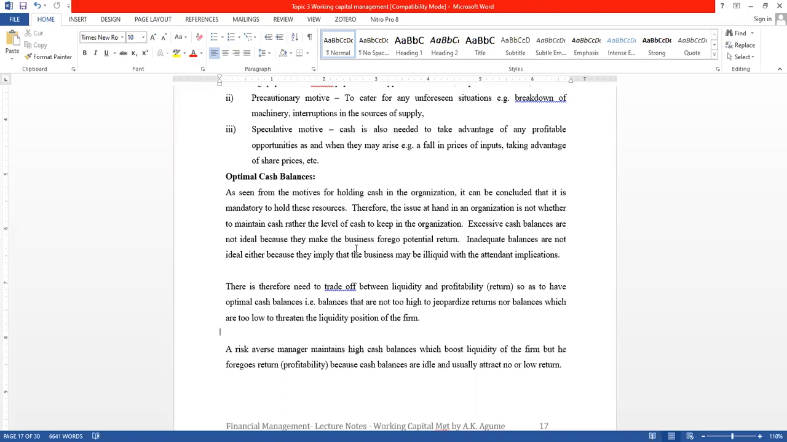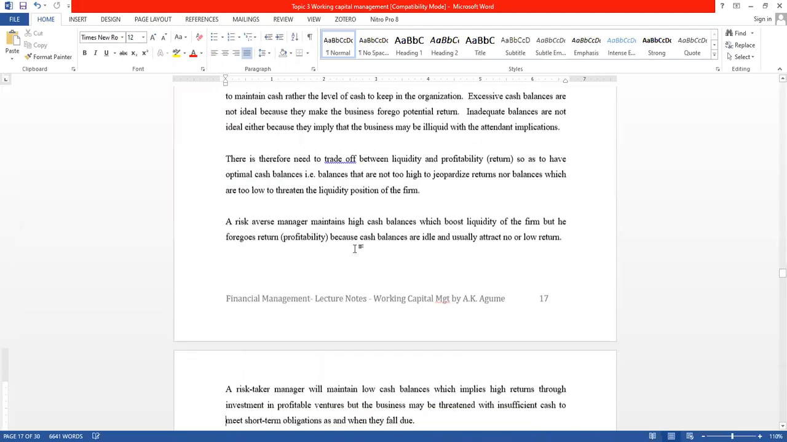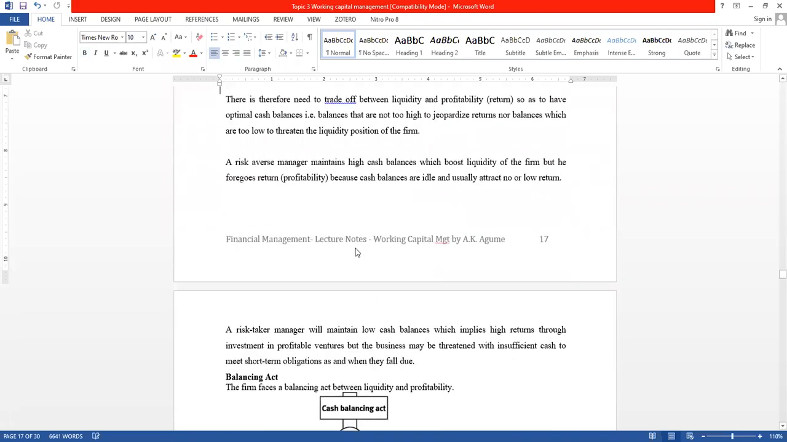It attracts no return or low return if the bank is to give you some interest. But a risk-taker manager, one who doesn't fear risks, will maintain low cash balances, which implies high returns through investment in profitable ventures. But in most cases, you may find that the business will be threatened with insufficient cash to meet short-term obligations as and when they fall.